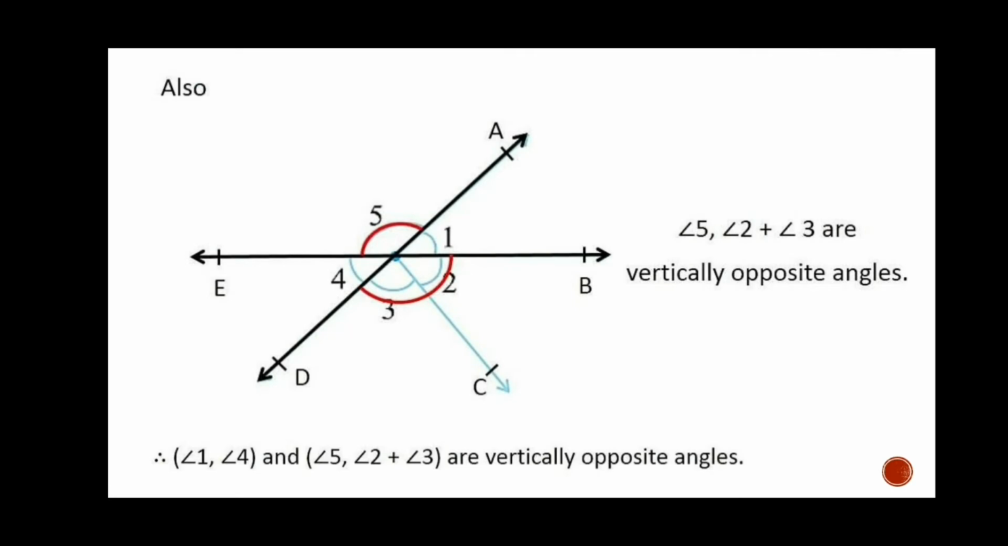Now also you can see that when these two lines are intersecting, there is one more pair of vertically opposite angles, which is angle 5 and angle 2 plus 3, this complete angle. So we can say angle 5 and angle 2 plus 3 are vertically opposite angles. So in all, how many pairs do we have? We have two pairs of vertically opposite angles. First is angle 1 and angle 4, and second, angle 5 and angle 2 plus 3.